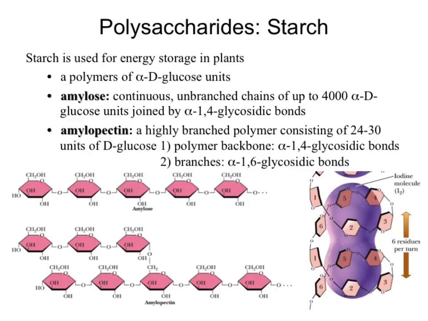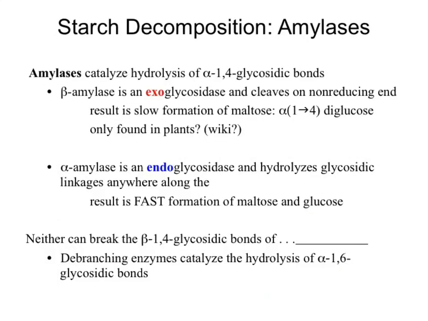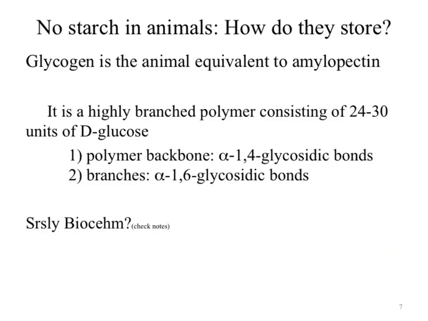Where did I list it here? Wait a second. It's not the same. We get more linkages. Let's see what else I have in my... Yeah, we get more linkages. I must have copied and pasted wrong. Okay. There's more branching in glycogen. And so that's its primary difference between that and amylopectin. That and its animal versus plant.